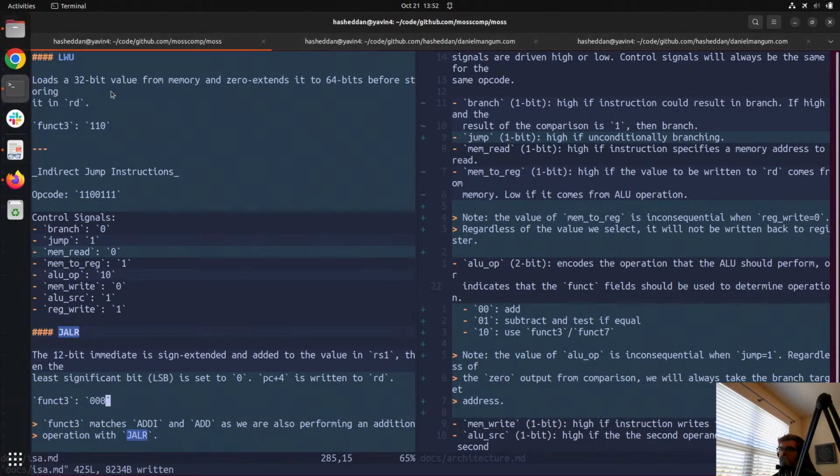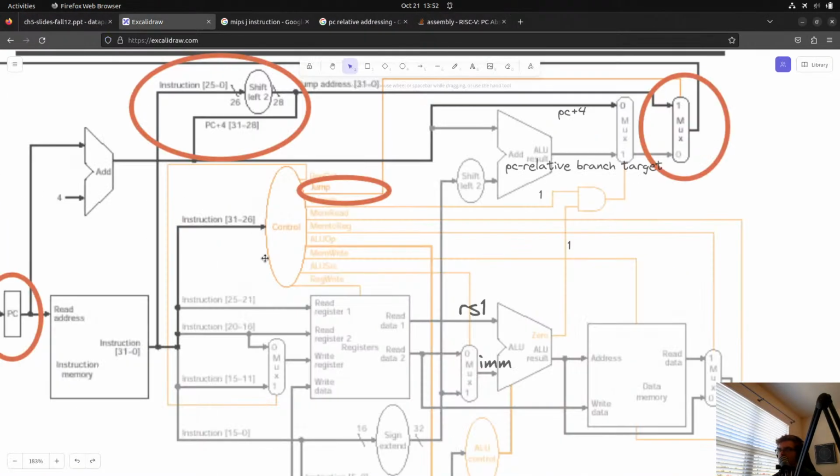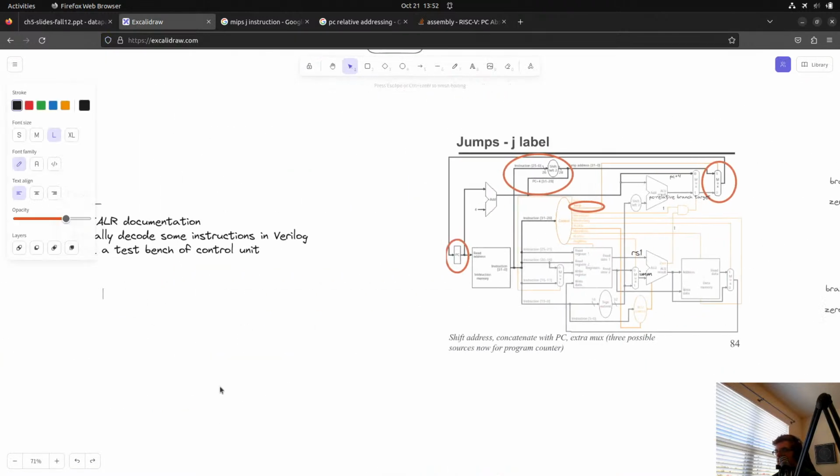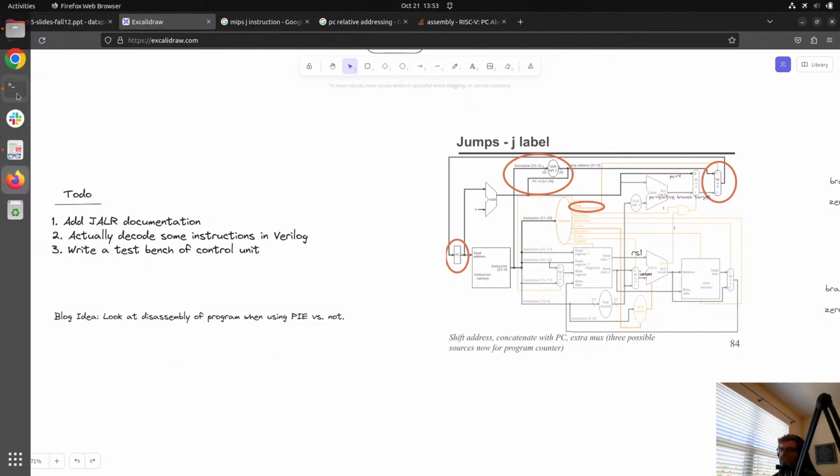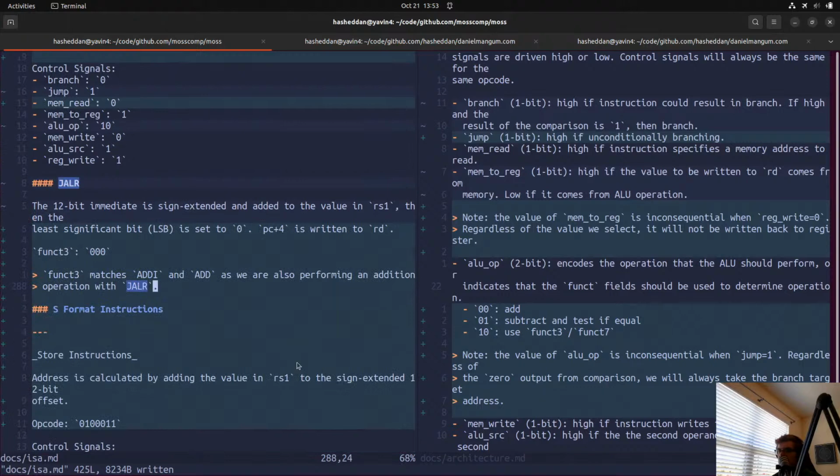So, idea for a blog post or similar: look at the disassembly of a program when using PIE versus not. Didn't realize I had the opacity of all these down. Blog idea. Okay, I also want to add that note here.